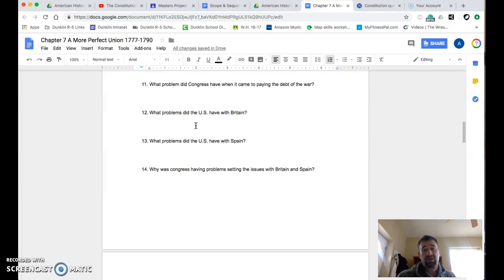It wasn't a central power, right? It was just all of these individual states coming together saying we need to come together, but they didn't want to give any power to one individual. They each wanted to keep their own power. So make sure you read through this again and you're all good.